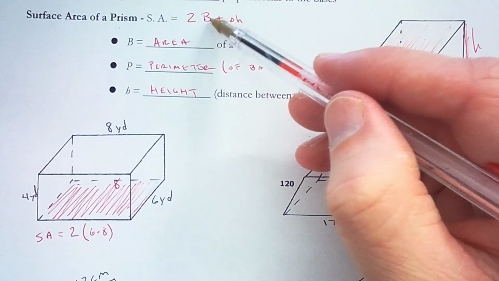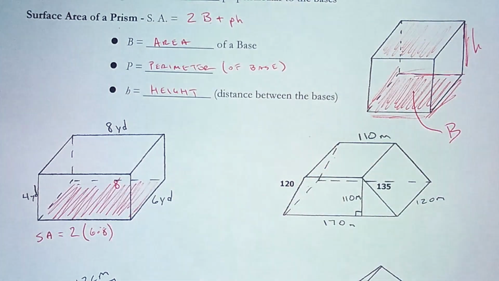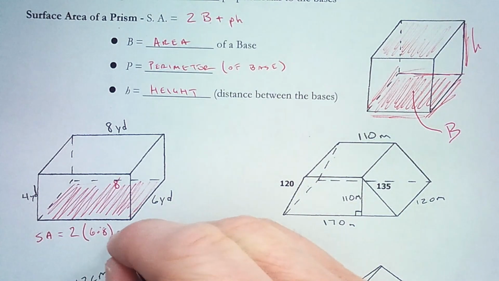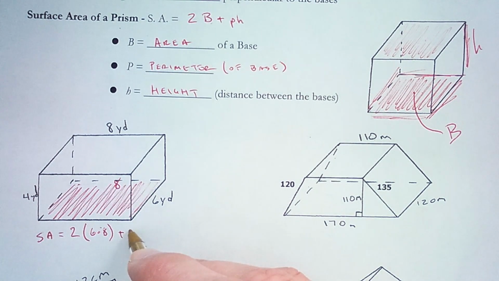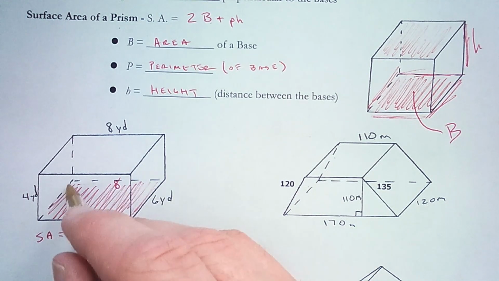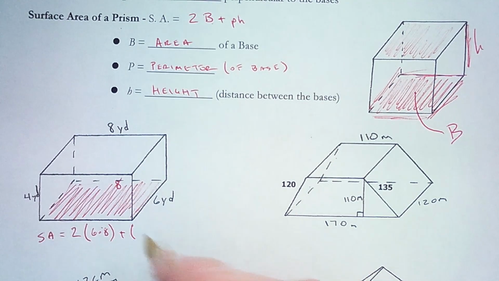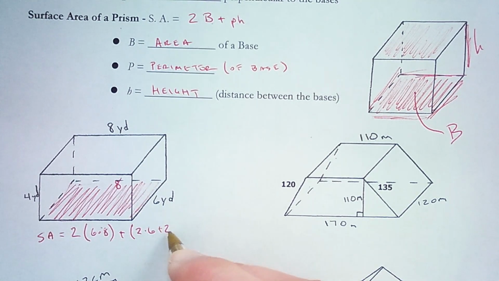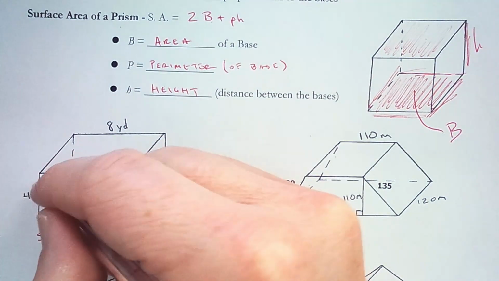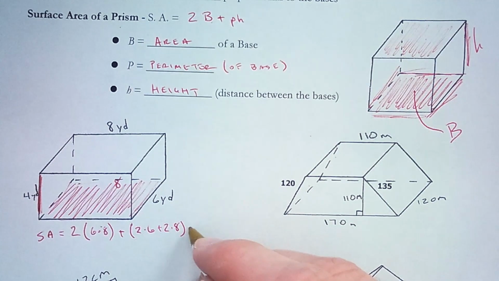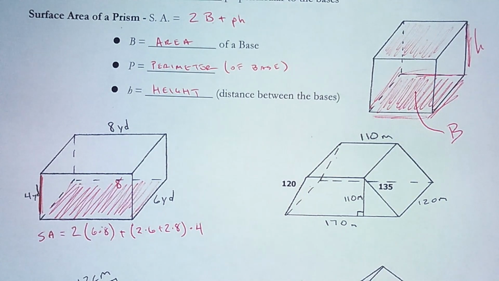So for capital B, I put in the formula for the area of the base, plus the perimeter of the base. So the perimeter of this base is 6 plus 6 plus 8 plus 8. So that's 2 sixes plus 2 eights. And then the height is the distance between the two bases, which is 4. Now the height does not always have to be up and down. It can be front to back. It can be left to right. It's just the distance between the two bases.